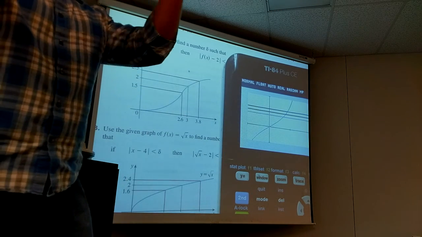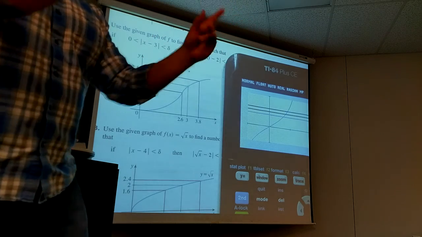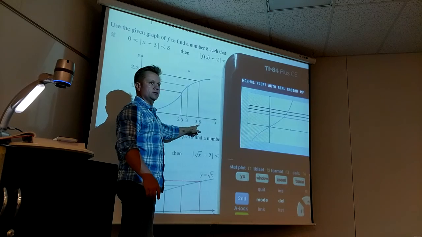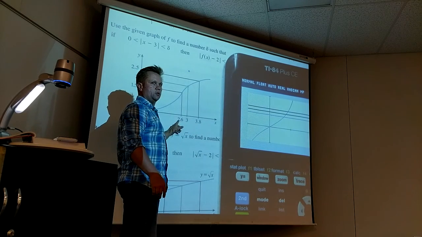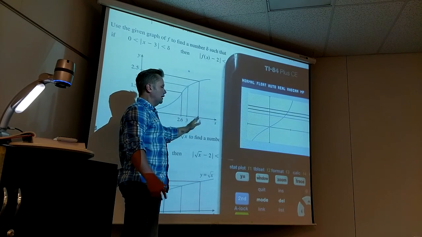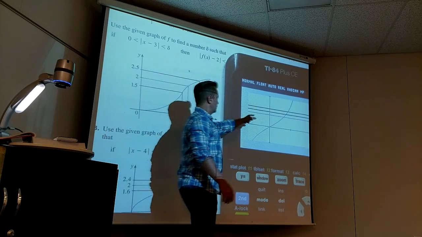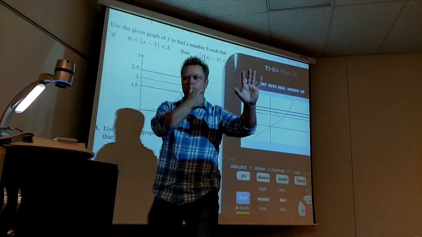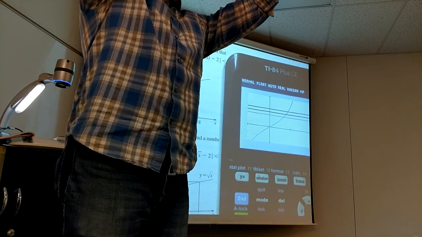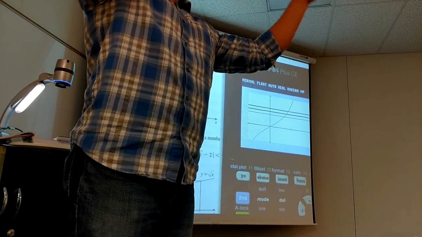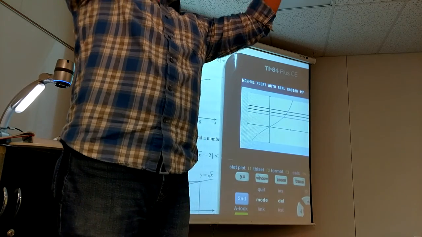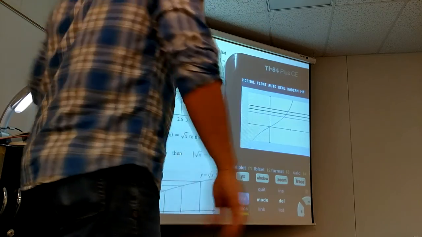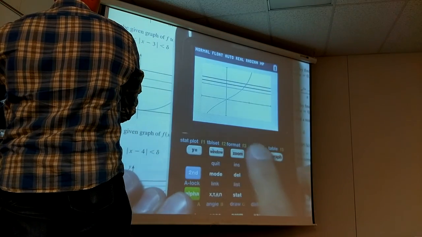Everybody see how I got what I needed to put into the calculator just to get here? Now, how do I determine these? Has anybody ever done finding the intersection of two things on the calculator? It's amazing what you do. Everything on the top row in the calculator is related to graphing. What do I want to do with my graph right now? I want to calculate something from my graph. So not surprisingly, I want to go to calc.